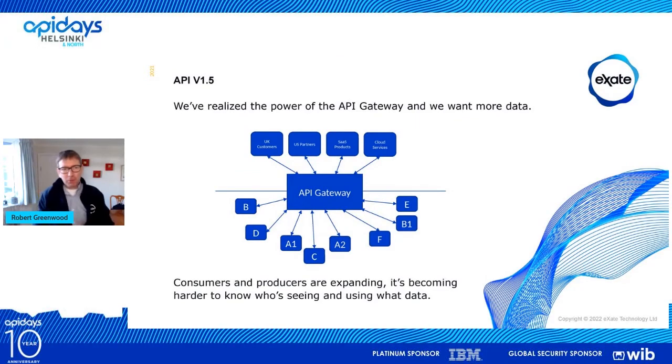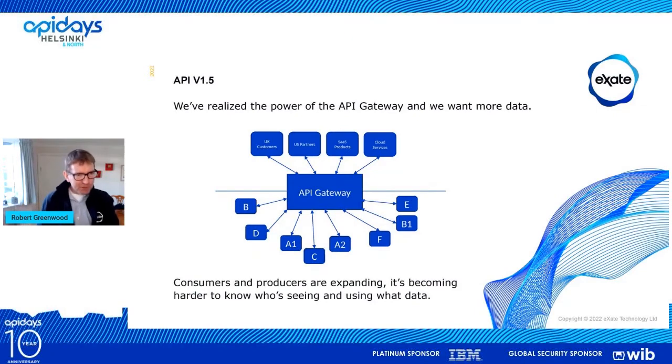We then come on to API 1.5, and this was again a bit of a darker time for an API product owner. We've realized the power of the API gateway, and people want to do more. This is great. I don't have to do iRules anymore. I can put a proxy in my gateway. I can link my UK customers, my US partners.